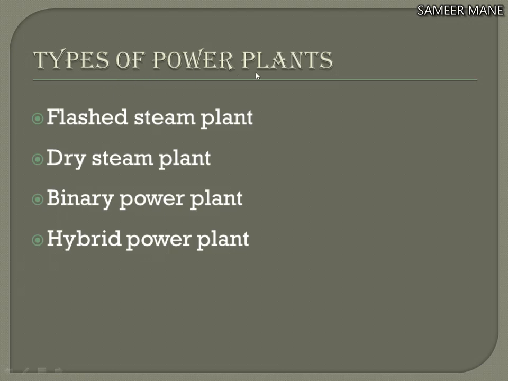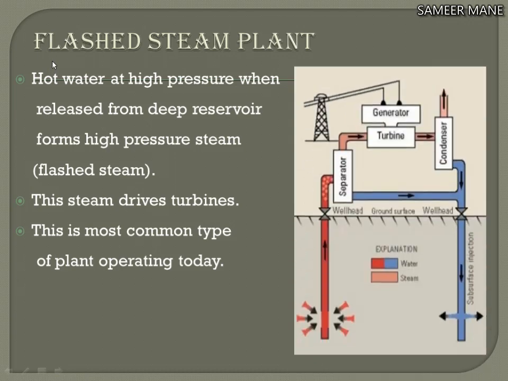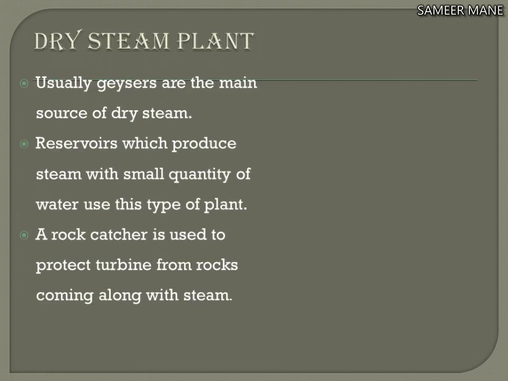Types of power plants. The first one is a flash steam plant. The second one is a dry steam plant. The third one is a binary power plant. And the last one is a hybrid power plant. Let's see one by one. The first one is a flash steam plant. In this, hot water at high pressure, when released from a deep reservoir, forms high pressure steam. That is nothing but flashed steam. This steam drives the turbine. This is the most common type of plant operating today.